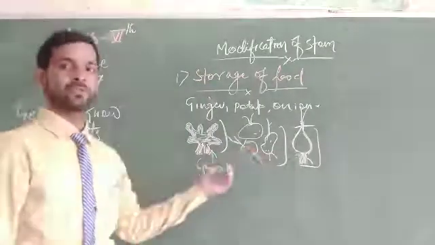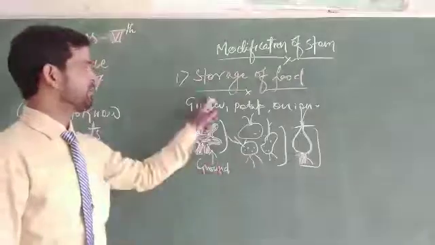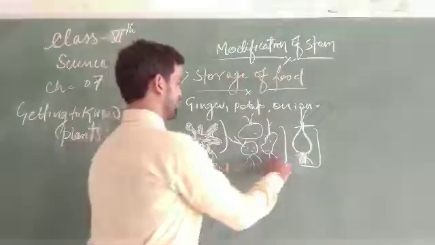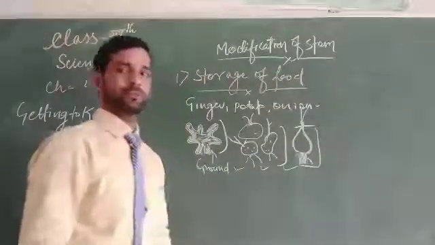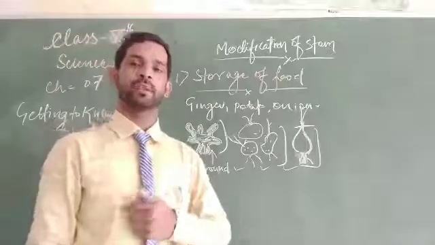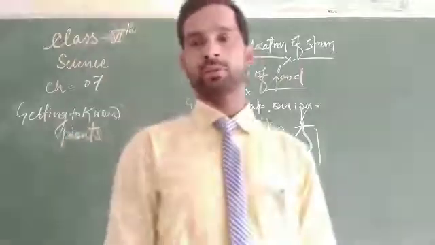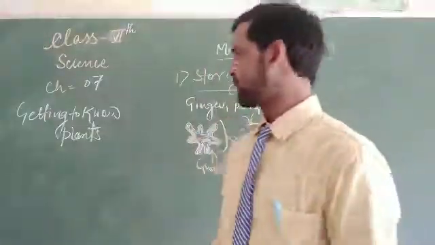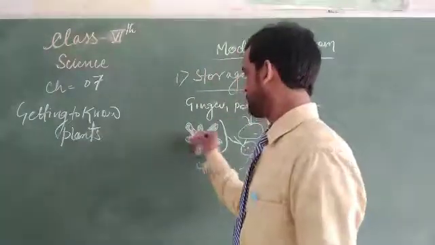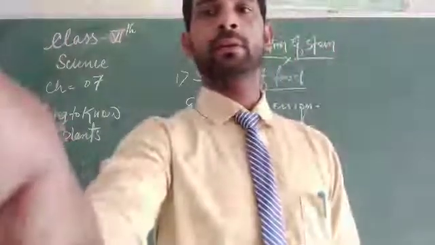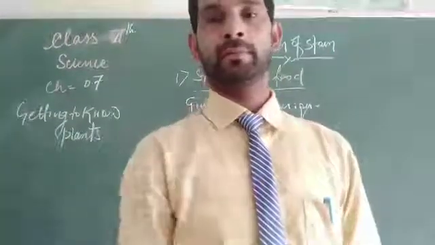So such types of plants can store food in their stem. These are the examples: potato, onion and ginger. This stem grows underground and stores the food in it, which makes it fleshy and swollen. These parts can be eaten and consumed later.